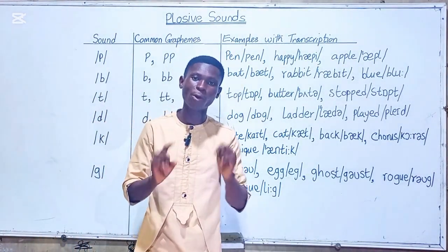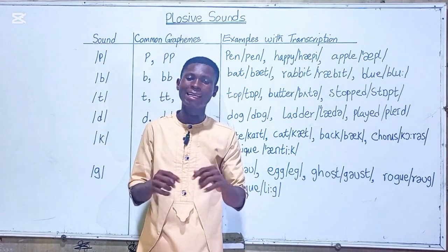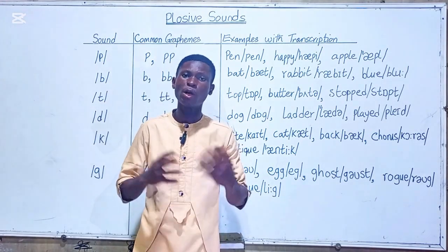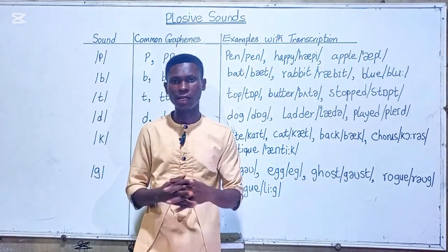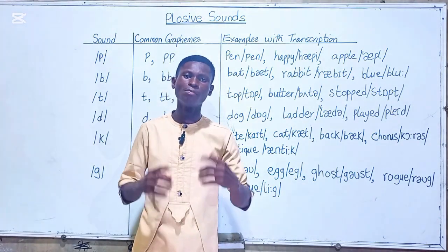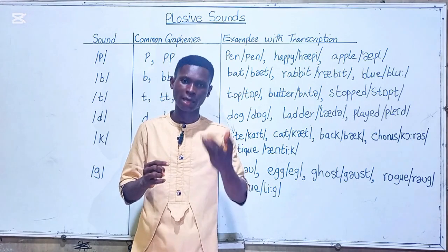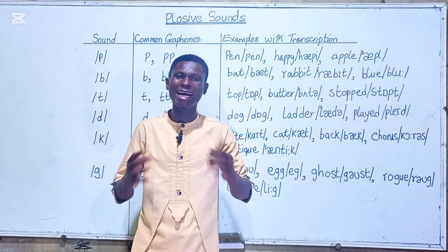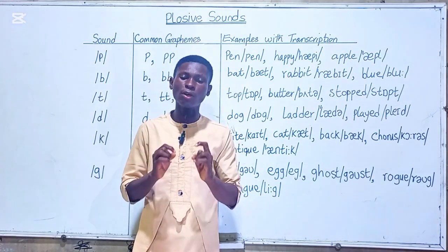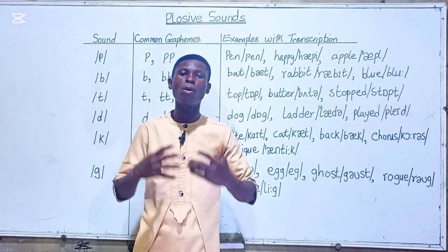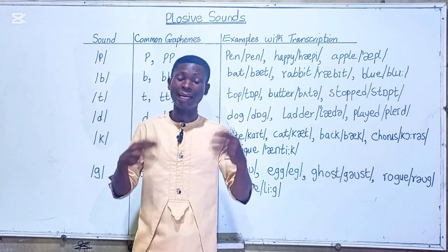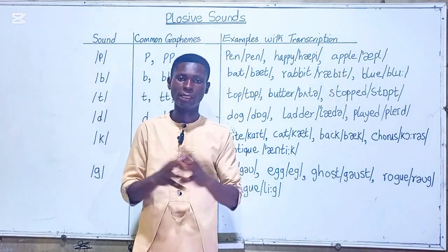Stops is another word for plosive, and it indicates the fact that during the articulation, there is a total blockage in the flow of air, and the sound comes out as a result of the sudden parting of the organs of speech that cause the blockage.